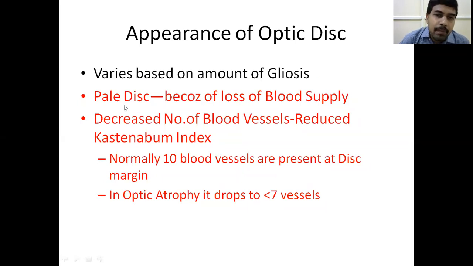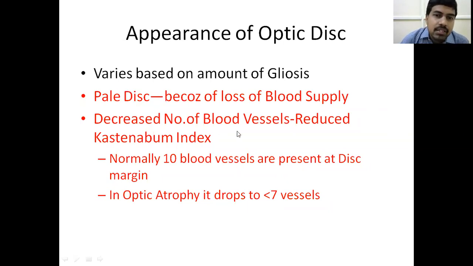So why will the disc be pale? Because of loss of blood supply. Only if the blood supply is present does the disc retain its normal color, that is pale pink. So when the blood supply is lost, the disc becomes pale in case of optic atrophy. And if there is excessive gliosis, it becomes grayish in color. If there is no gliosis, it will be pale because of loss of blood supply and atrophic nerve fibers.